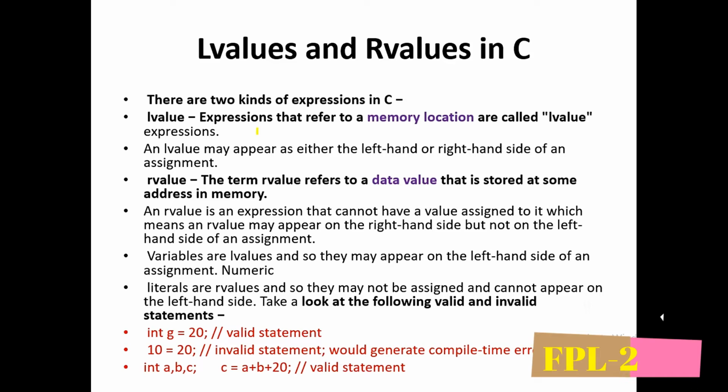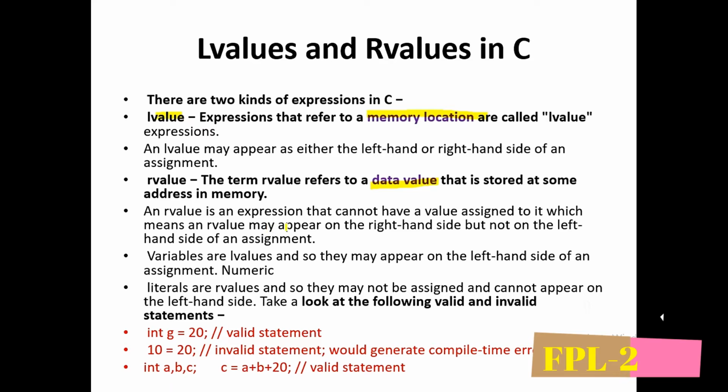L values and R values in C. There are two kinds of expression in C. L value expressions that refer to a memory location are called L value expressions, and an L value may appear on either the left hand or right hand side of an assignment. R value refers to the data value, not the memory location. It refers directly to the data that is stored at some address in memory.